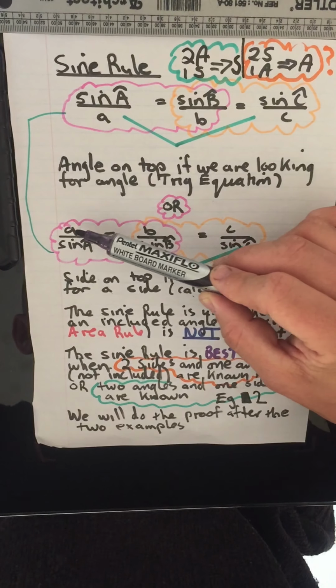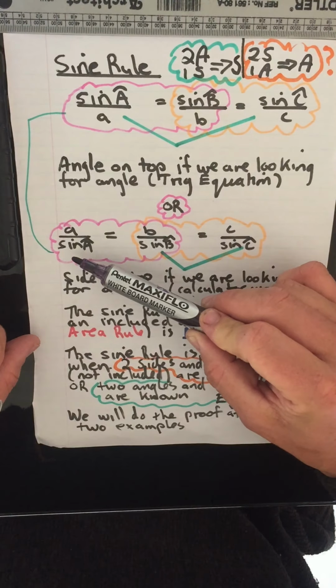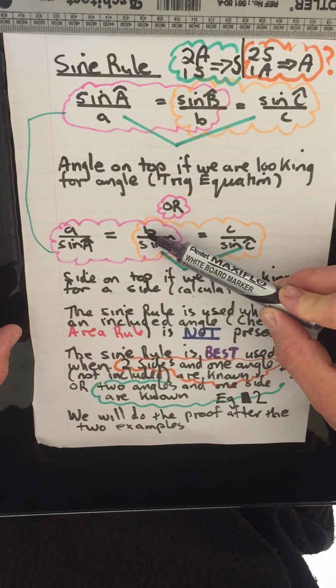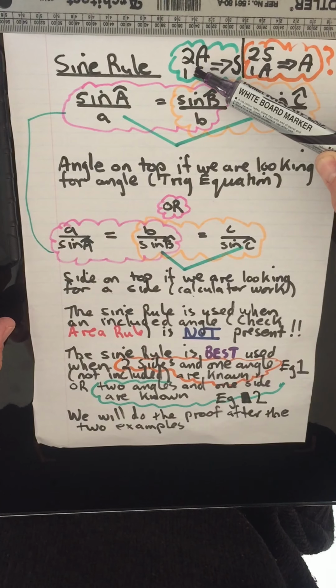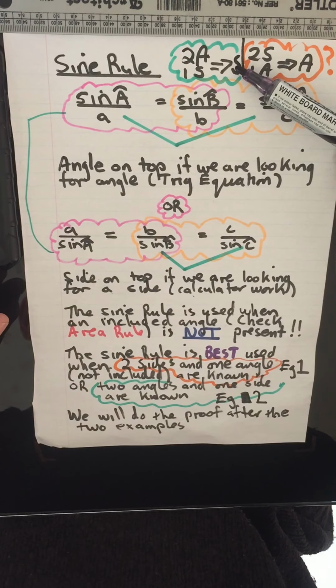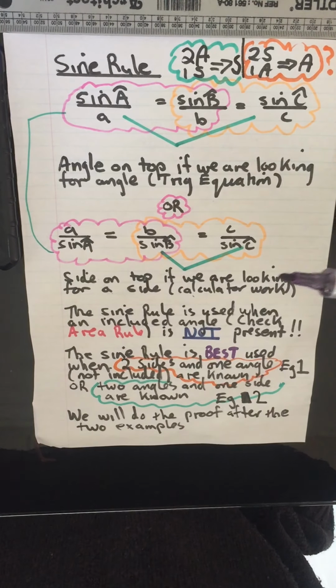If we're looking for a side, we put the side on top. So what do we need to be given? We need to be given two angles and one side. So if we're given two angles and one side, we will be looking for another side. I'll show you how all this works in an example.